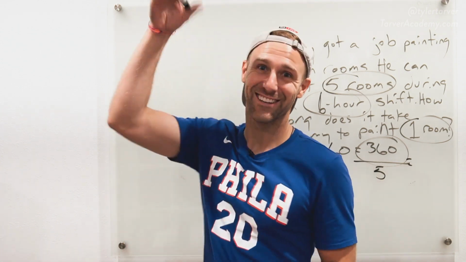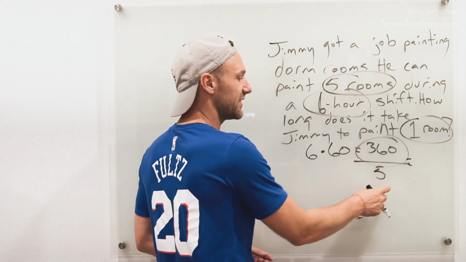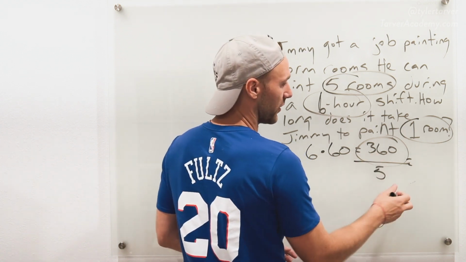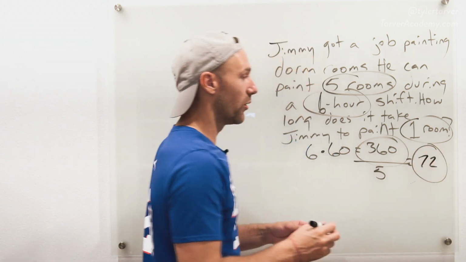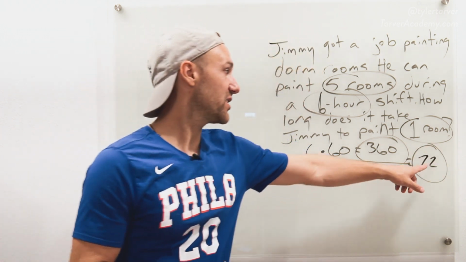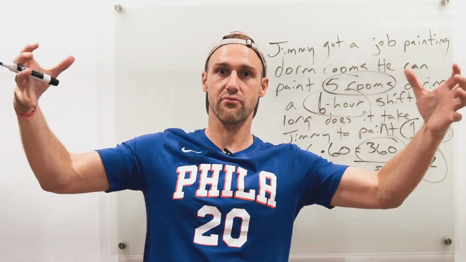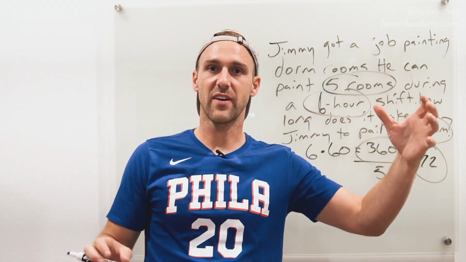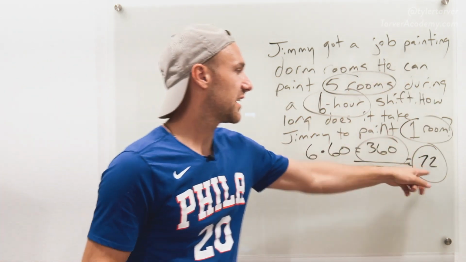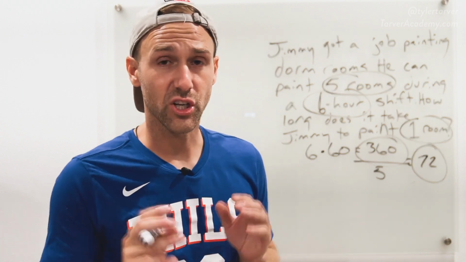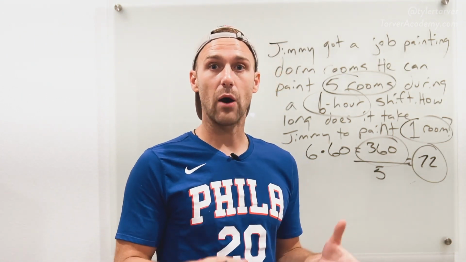360 divided by 5, that's going to go into it 72 times. So it's going to take him 72 minutes to paint 1 room, because I've taken all of my minutes, 360 minutes, and I know there are 5 rooms, so I'm just going to divide that by 5. 72 minutes.